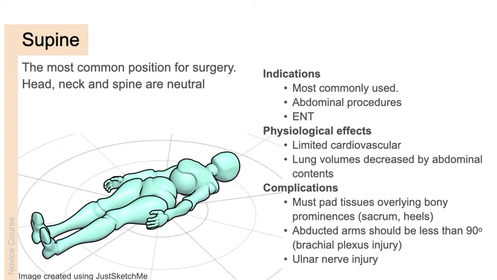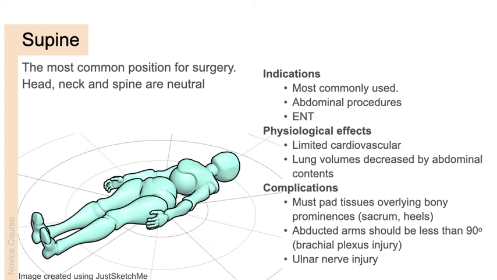So now thinking about some of the positions that are commonly used and we should be familiar with. Firstly, clearly supine. This is the most common position for surgery, and it's characterized by the head, neck, and spine being neutral. The patient's lying down. The arms can be abducted or adducted, but the forearm should be supinated or the palms medially orientated. So that means pointing towards the body in abduction.